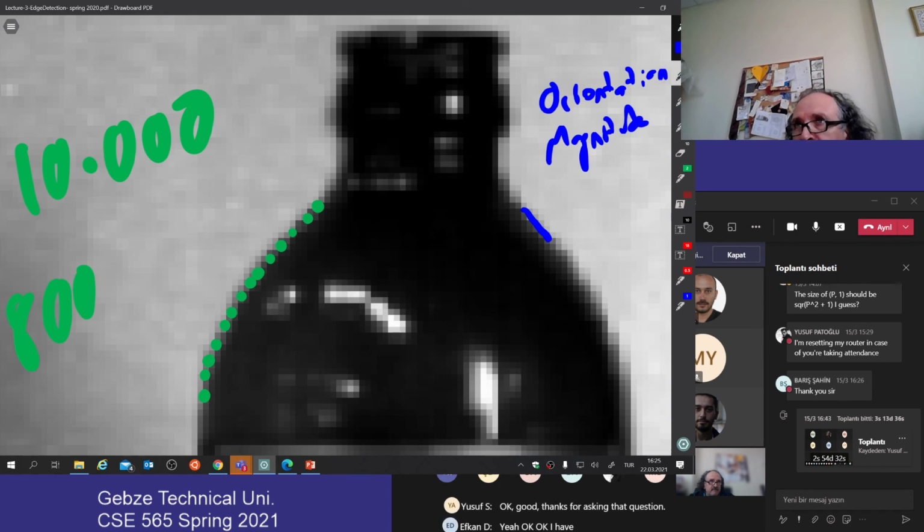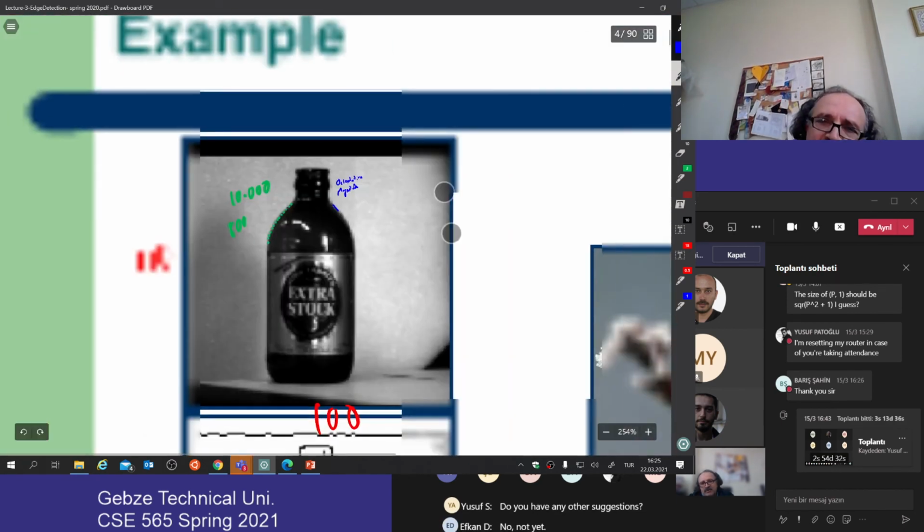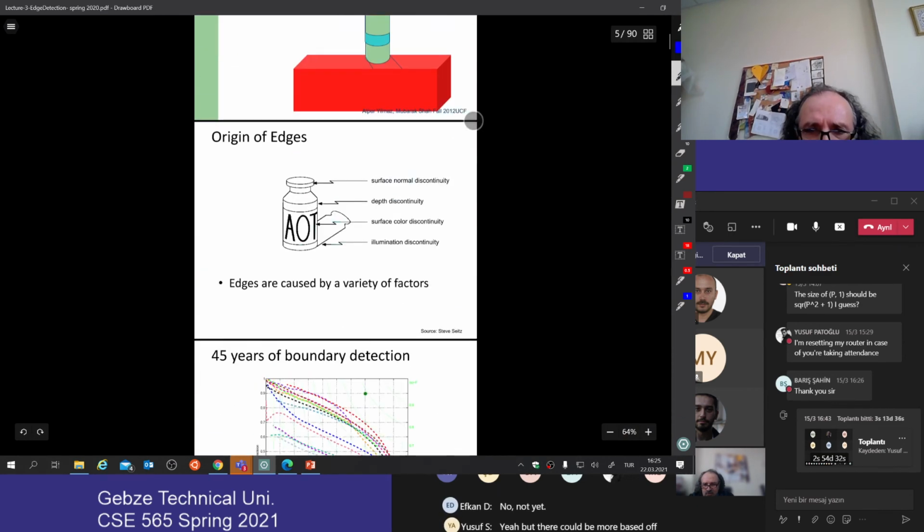I have another question. Is it reliable to measure edge detection with precision and recall? Well, if you like to say, how about the orientation and the magnitude, we don't report it. No, it is not perfect, but it is something very simple and easy to calculate. Do you have any other suggestions? No, not yet. Yeah, well, there could be more ways of doing it.